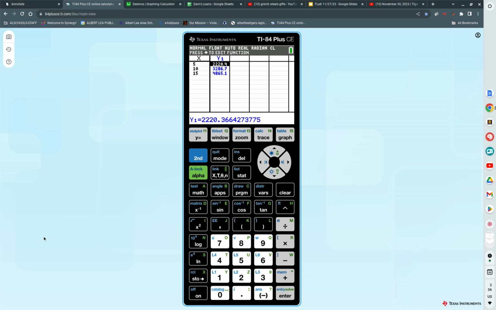I'm just wondering, how do I delete the old ones? It's just your calculator wants you to press delete. Thank you. Yep. Everybody okay with that?